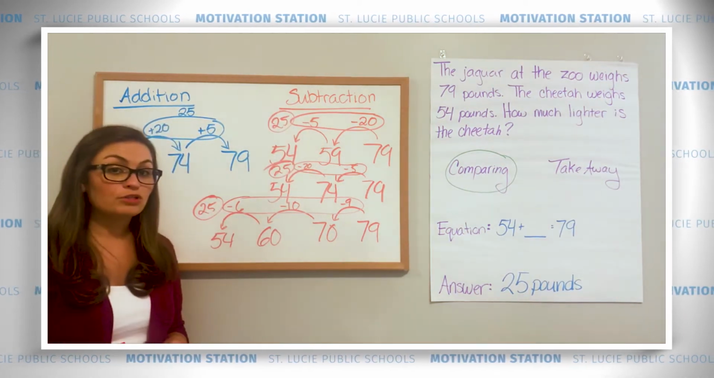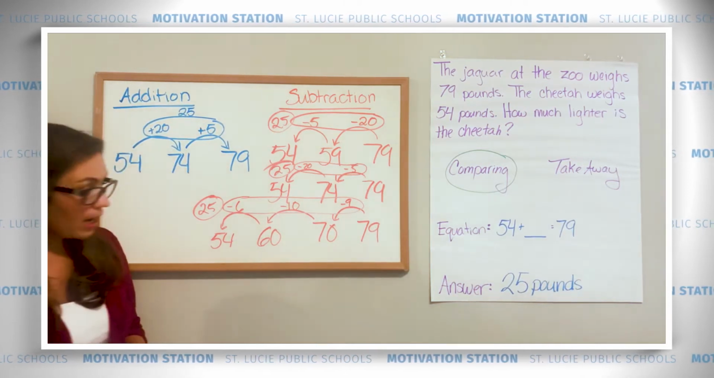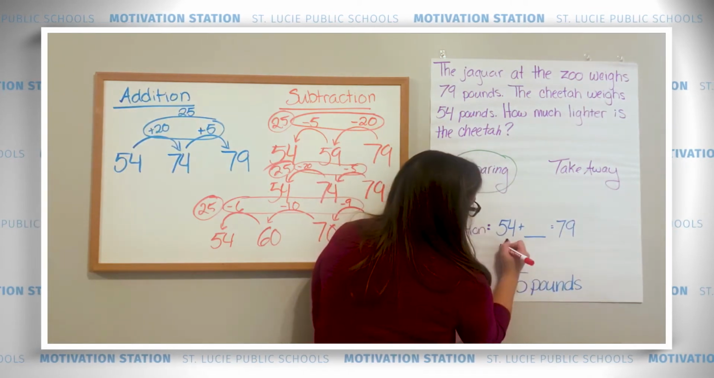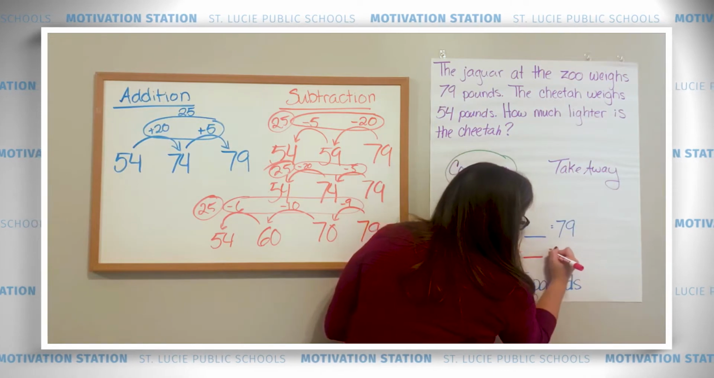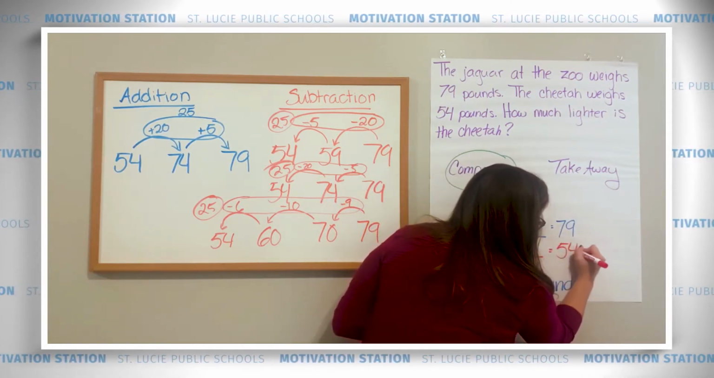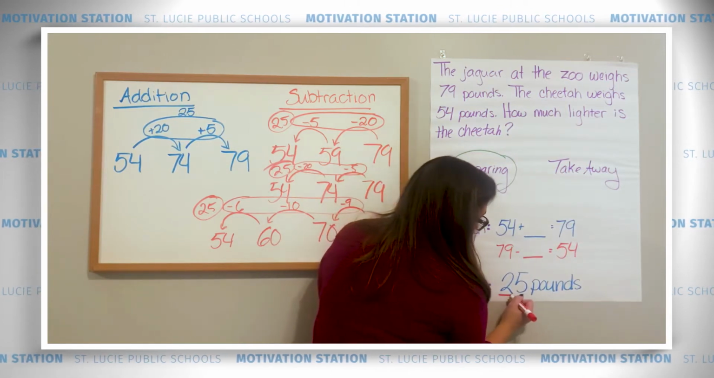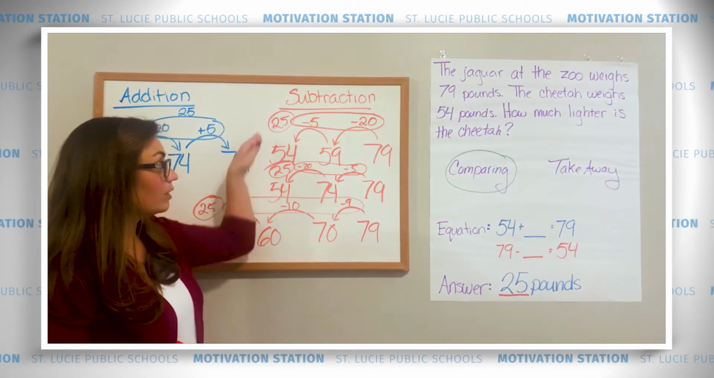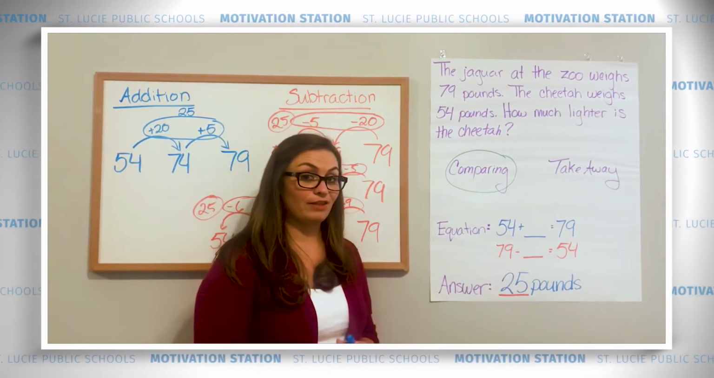How you show your jumps is up to you. So, for subtraction, my equation could look like this. I need to fill in 79 minus what number equals 54. And in the end, my answer is still 25 pounds. Lots of ways to show it, same answer. Ready for the next one?